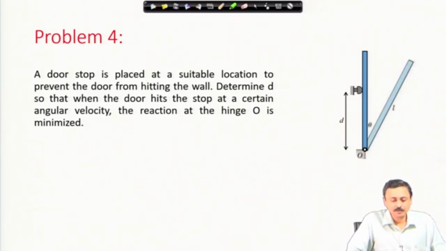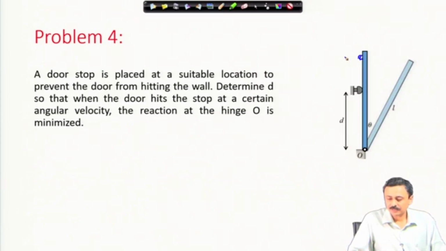Let us move to the next problem. This is a very practical problem about door stops, where you should place door stops and why you should place them there. A door stop is placed at a suitable location to prevent the door from hitting the wall. Door stop is generally placed to prevent the door from hitting the wall, because the door might have handles here, and when it hits it damages the wall. Therefore, you have door stops. Okay, so, it is to prevent the door from hitting the wall.